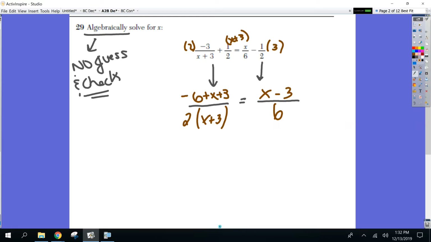All right, can we clean this up a little? I got a lot of things working here. Clean that up for me. What's on top now? Just combine your like terms, guys. x minus. And what's on the bottom? Nothing to clean up over here.